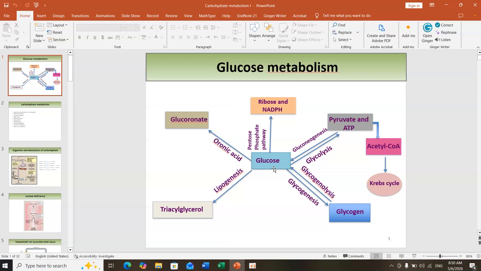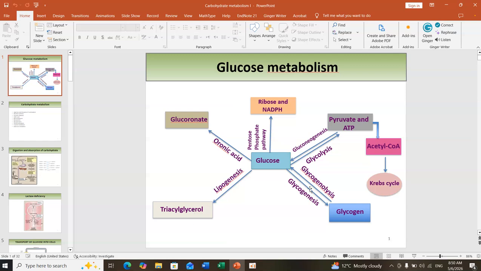So related to the pathways that decrease the blood glucose level, glycolysis is in this group, along with the pentose phosphate pathway and the uronic acid pathway. These three pathways are in the group of decreasing blood glucose level and in the subgroup of oxidative pathway. In addition, glycogenesis and lipogenesis are also in the group of decreasing blood glucose level, but in the subgroup of storage pathway, meaning that they convert glucose to glycogen and lipid, triacylglycerol, which could be stored in the cells of our body.